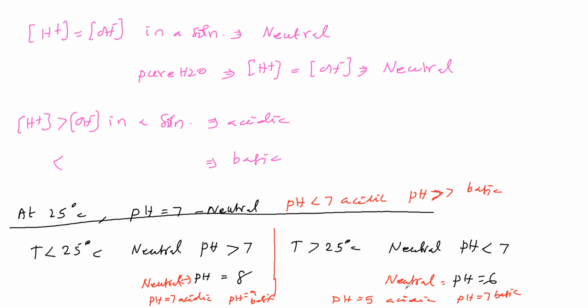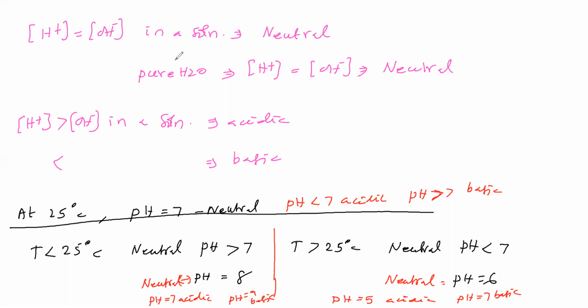Therefore, we have to see the temperature. If temperature changes, the pH of a neutral solution also changes. To say whether the solution is neutral, the concentration of H plus must be equal to the concentration of OH minus; only then can we say the solution is neutral.